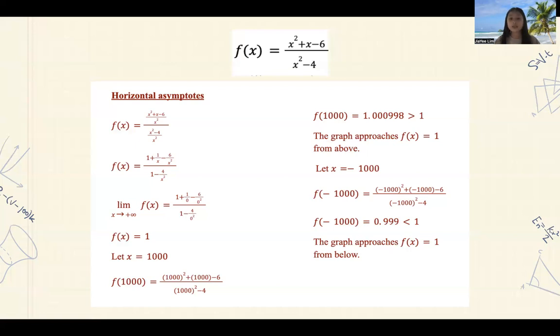And when we substitute a very small value, negative 1000, into the function, we find out that the answer is smaller than 1. Therefore, the graph is approaching the horizontal asymptote from below.